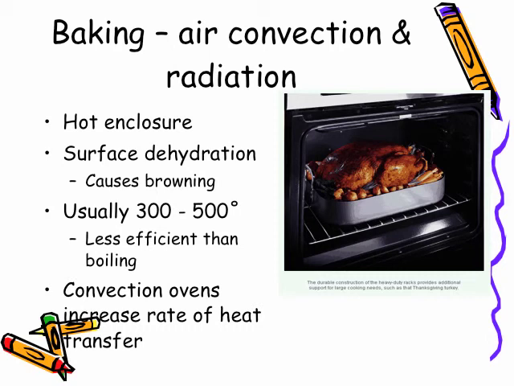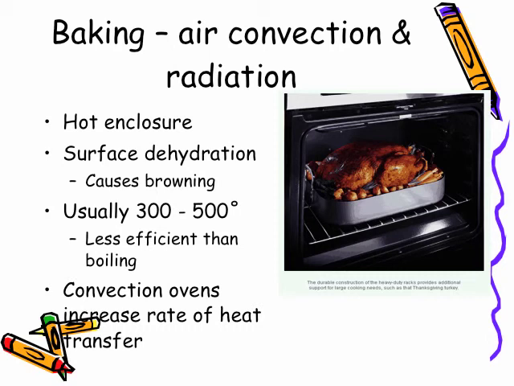Baking can use either radiant heat or convected air, usually in the hot enclosure of an oven. As the surface of the food dries, the browning occurs. Usually it takes a temperature of at least 300 degrees and sometimes as high as 500 degrees. And from an energy efficiency standpoint, this kind of heating is much less efficient than boiling. But you've got to remember, boiling is not appropriate for every food, so you want to choose the cooking method that's the most appropriate for the food that you're making.